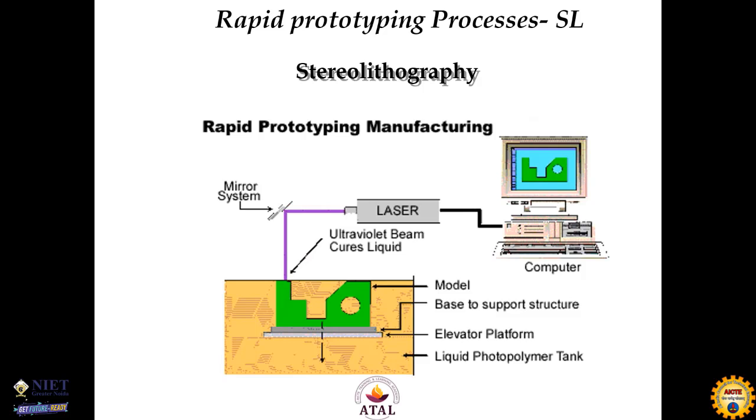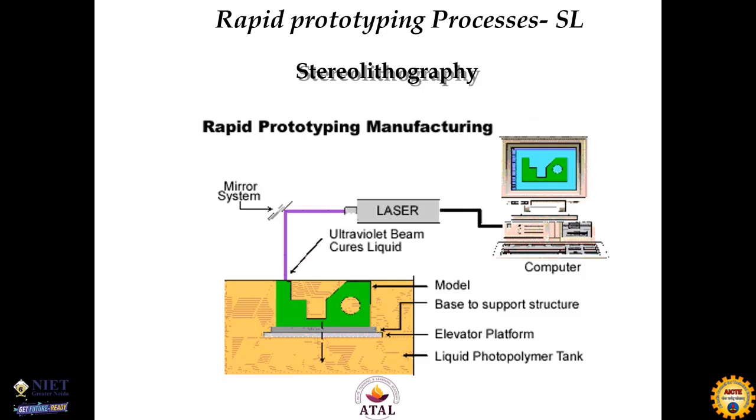kept. Here you can see there is a model and there is a support structure. You can see there is an elevator platform and a liquid photopolymer tank. This liquid photopolymer tank is called the vat. Basically, that's why it is called the vat process as well.